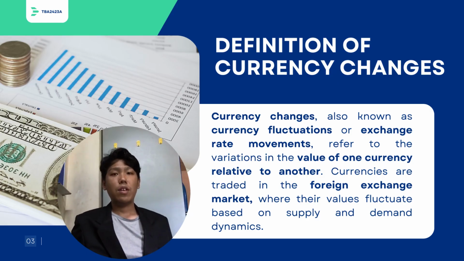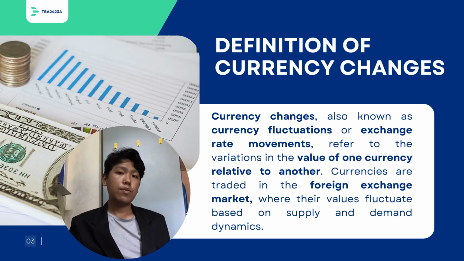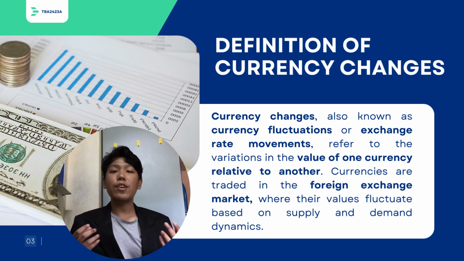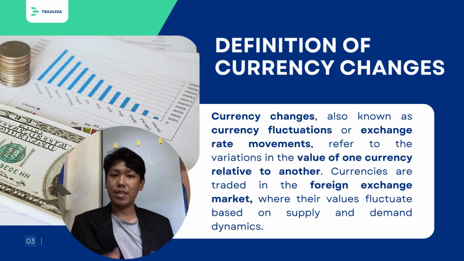Okay, first of all, I would like to ask you guys, what is the meaning of currency changes? Currency changes, also known as currency fluctuation or exchange rate movement, refers to a variation in the value of one currency relative to another. Currencies are traded in the foreign exchange market where their values fluctuate based on supply and demand dynamics.